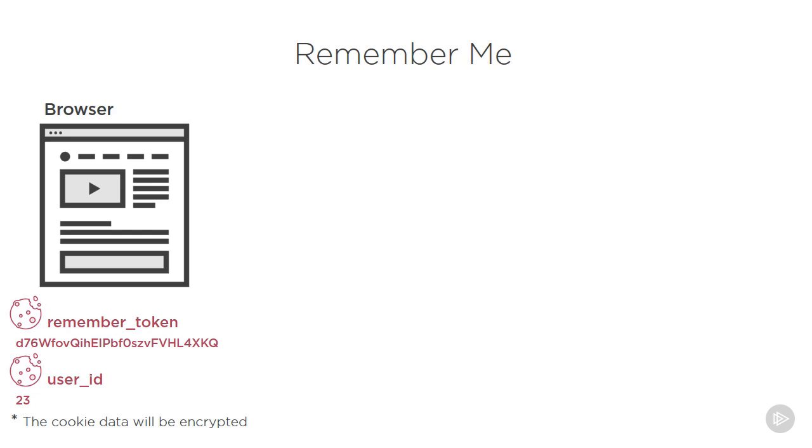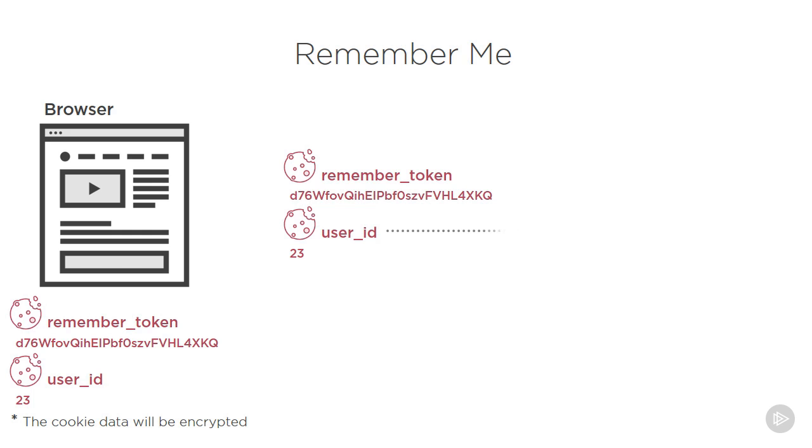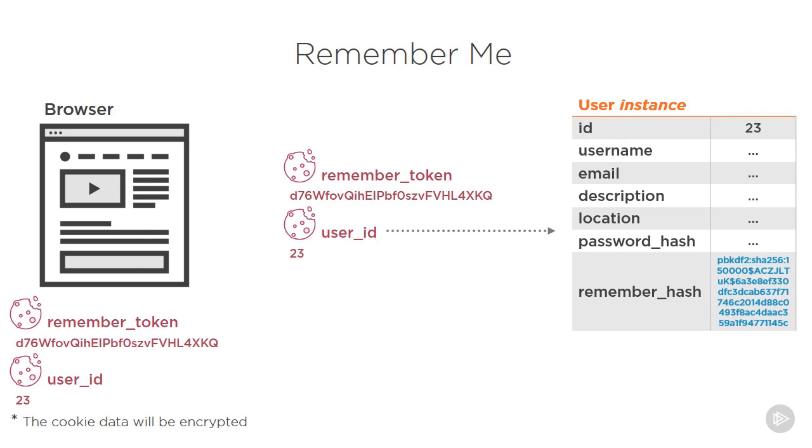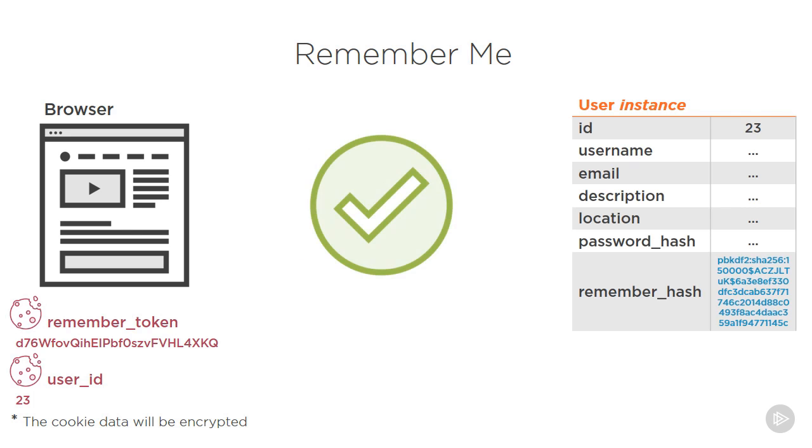These cookies need to be more permanent, which means that their expiration time should be longer. In this application, I will set it to 100 days. When the user opens up the browser again, the cookies will still be there. They will also be sent with every request to the application. We can then inspect them and take out the user ID first. Once we find the correct user, we need to check if the Remember token from the cookie will give the same hash as the Remember hash from the user in the database. If it does, that means that this is the correct user and we can log him in again.